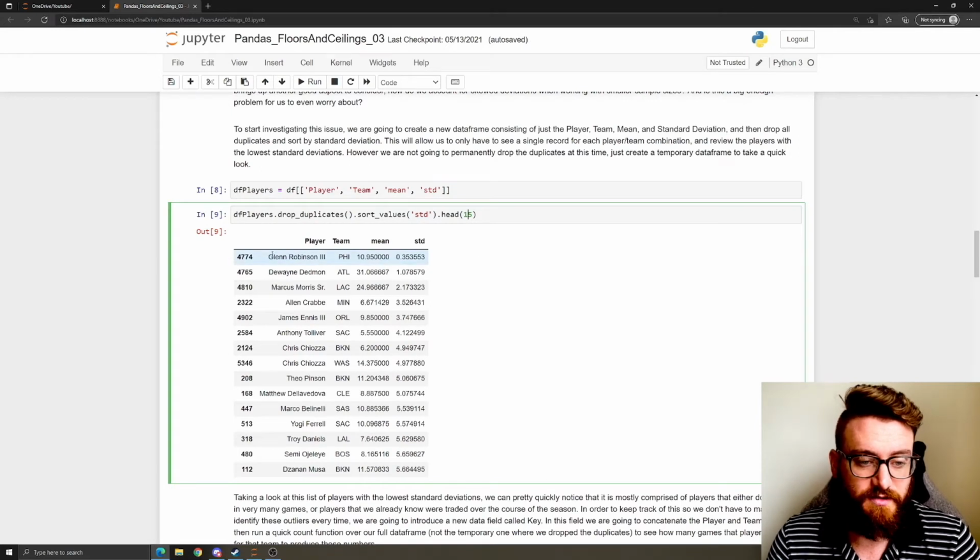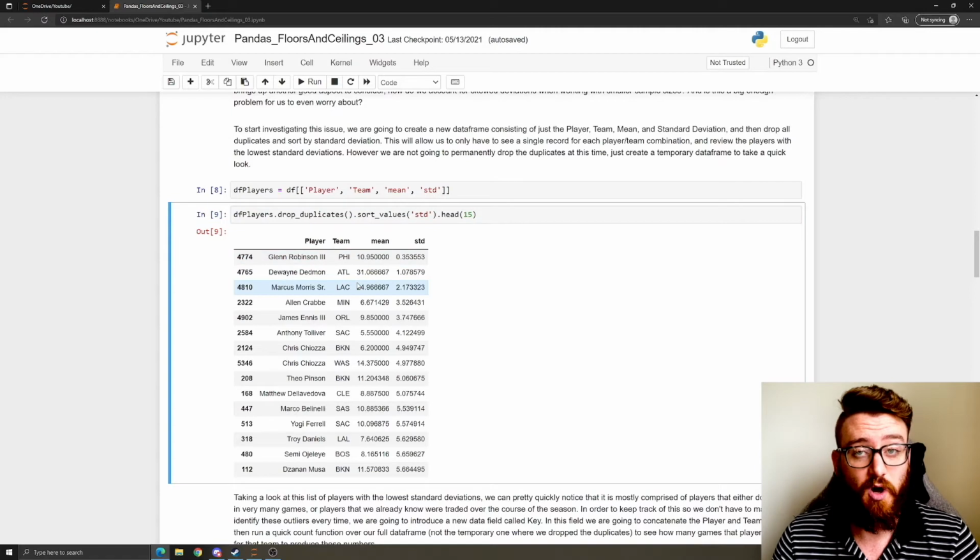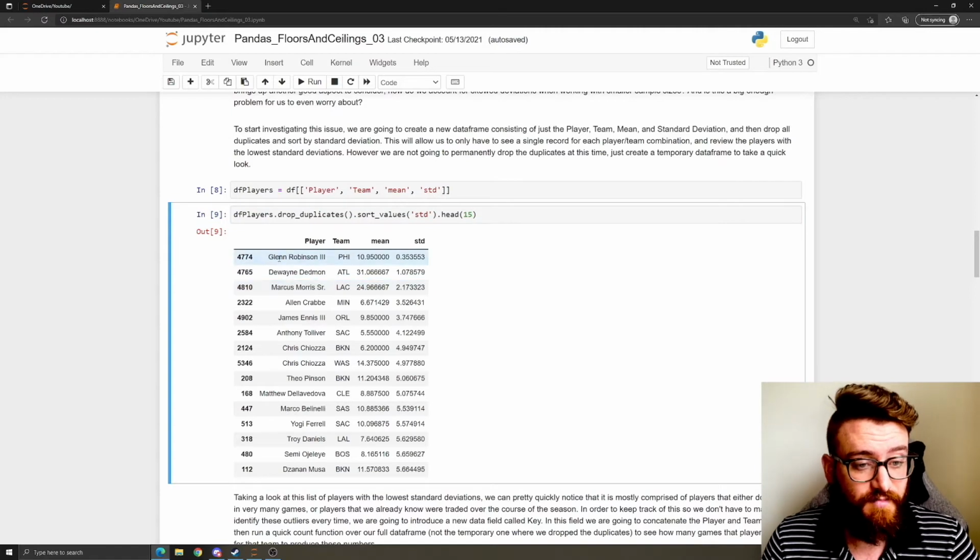So look at these, and we can see Marcus Morris is actually the 3rd smallest standard deviation in our data set, with Glenn Robinson the 3rd with Philly. I believe he was traded that season. Dwayne Dedmon, I know, was traded that season. Looks like we have Chris Chiozza with 2 different teams. Interesting.